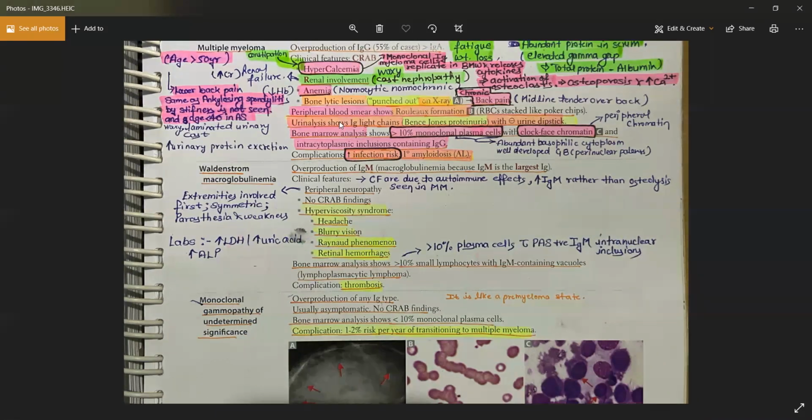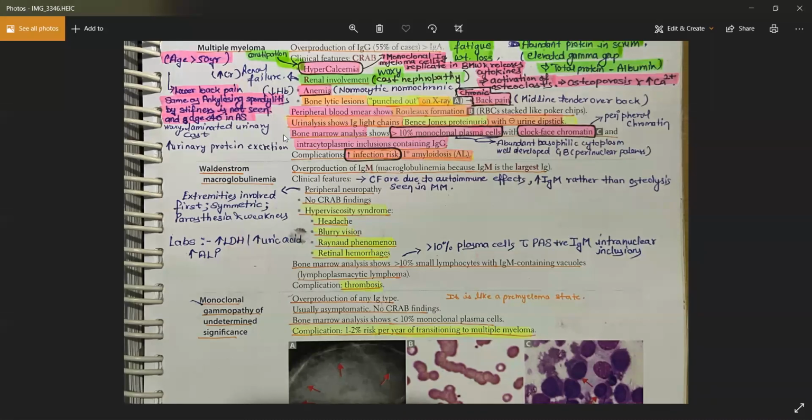Okay, where were we? Yeah, on the PBS, you will find the rouleaux formation. On the urine analysis, what you will see is an Ig light chain spike. You will detect proteinuria. You will see the protein is there, but the dipstick would be negative. You call them the Bence-Jones protein, which is nothing but the Ig light chains, a fancy name for that.